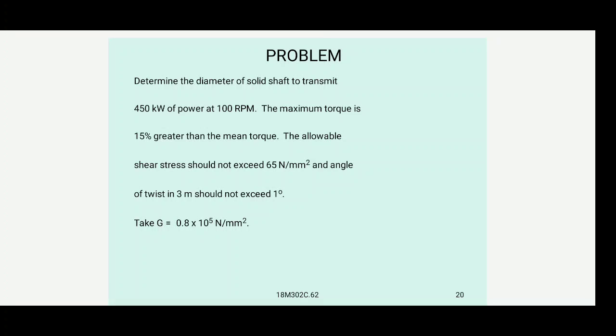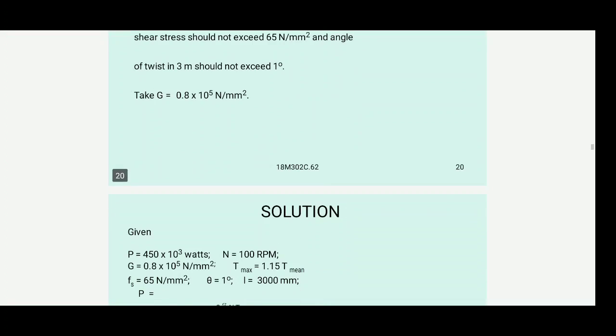Another problem. Determine the diameter of a solid shaft to transmit 450 kilowatts of power at 100 rpm. The maximum torque is 15% greater than the mean torque. The shear stress should not exceed 65 Newton per mm square and the angle of twist in 3 meters should not exceed 1 degree. Take G equal to 0.8 into 10 to the power 5 Newton per mm square.